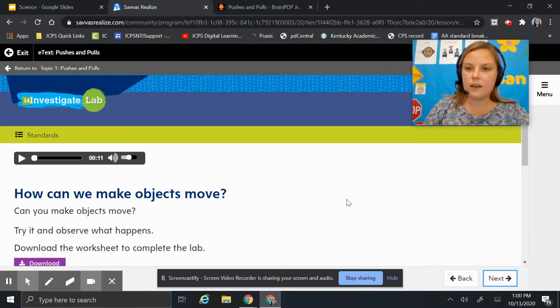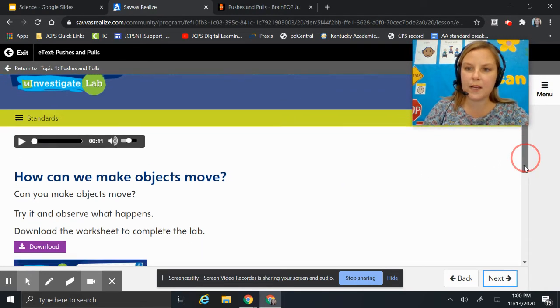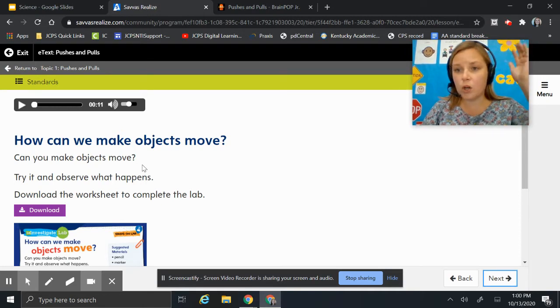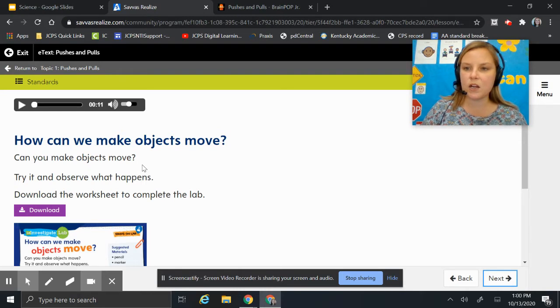All right. And this just says, how can we make objects move? I showed you that. So can you make objects move? The answer is yes, of course you can. It doesn't matter how tall you are or how small you are. You might not have as much strength as some people, but that doesn't matter. You can still push or pull.